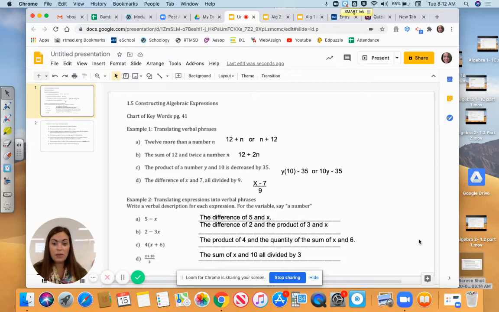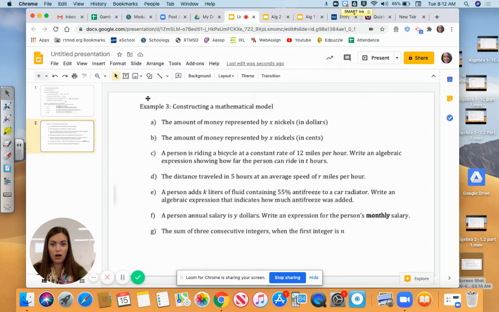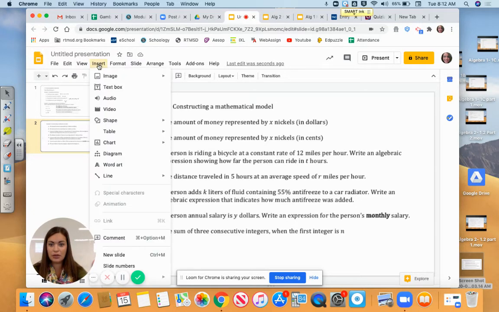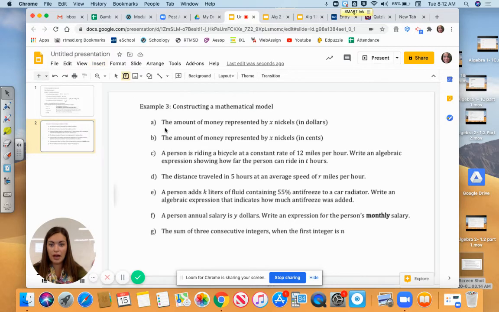All right, so if we flip this over to the next page, we have some more examples, but these examples are using real-world situations. So in these examples, we're creating the algebraic expressions from the word phrases.